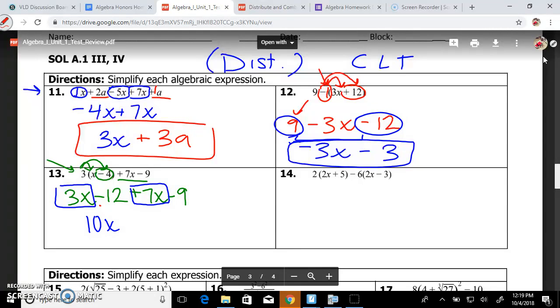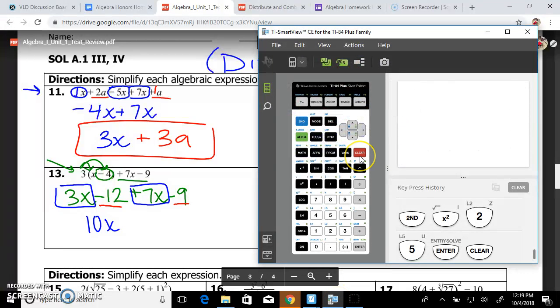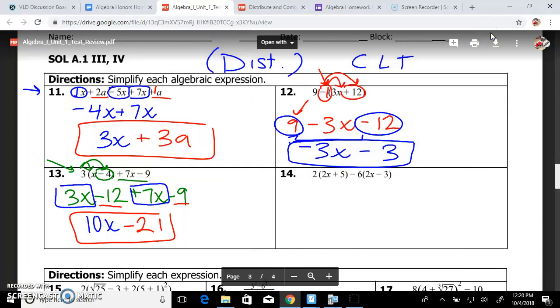Then we have negative 12 minus 9. Be careful that you're actually thinking negative 12 minus 9. I'm going to pull up my calculator just to be clear. Negative 12 minus 9 should give us a negative number, and it does. It gives us negative 21. There's our final answer. And those cannot be combined any further because one term has a variable and one term has a constant, or it is a constant.